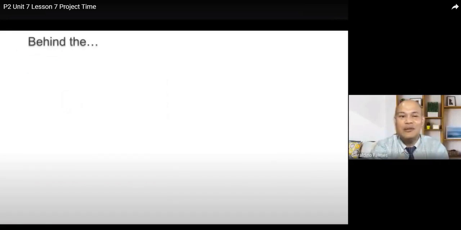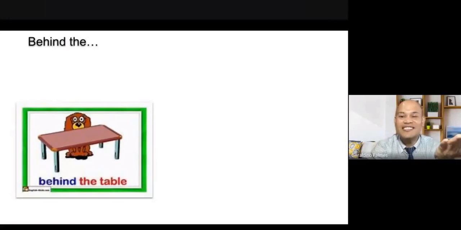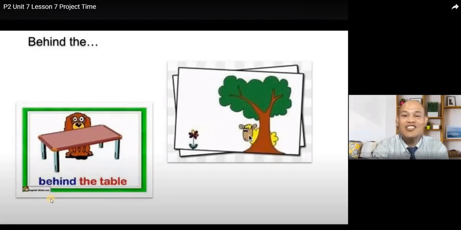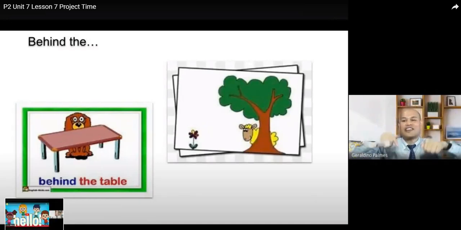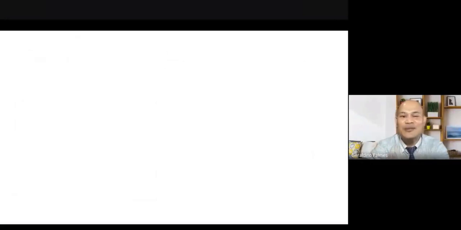Number 4. We talk about behind. Behind. Where is the dog? The dog is behind the table. And the last one, where's the sheep? The sheep is behind the tree. Okay. คำต่อมา behind ก็คืออยู่ข้างหลัง behind จะตรงข้ามกับ in front of in front of ข้างหน้า behind ข้างหลัง So in front of, next to, across from, behind.